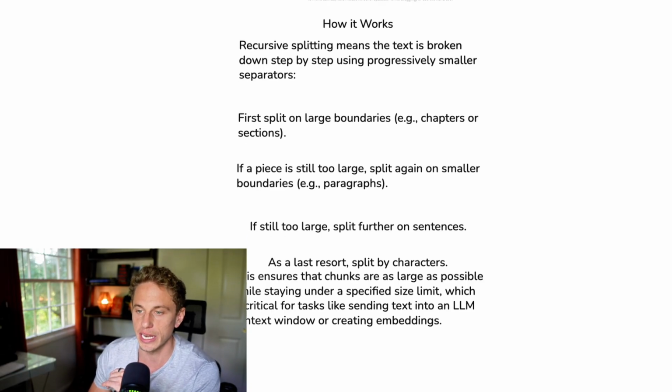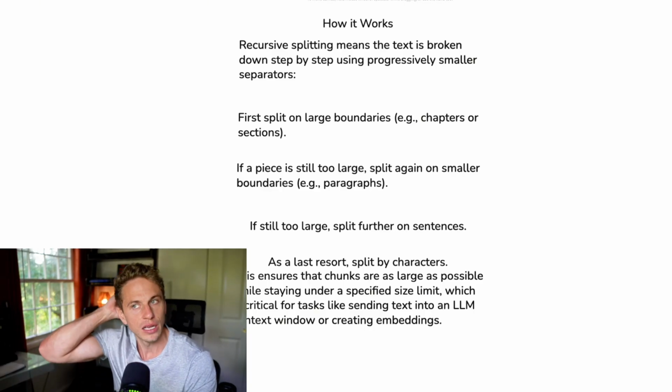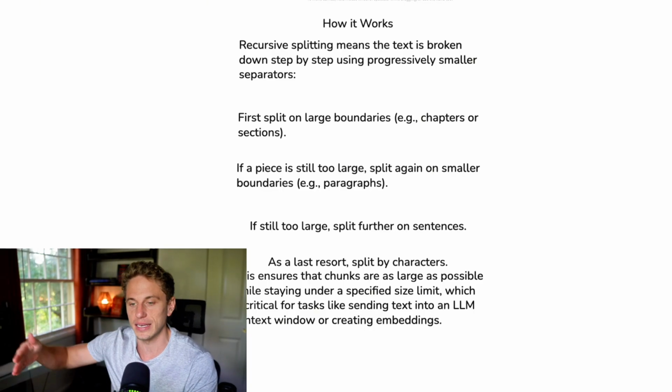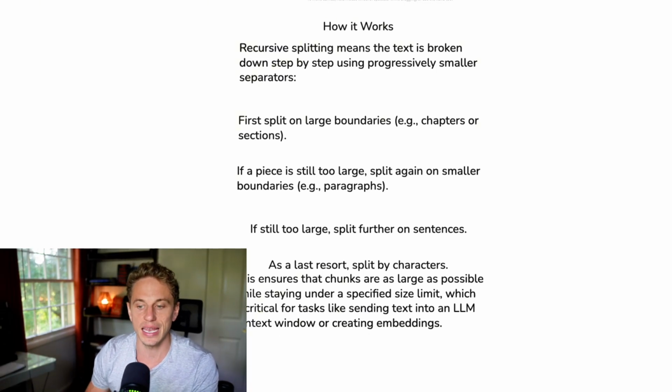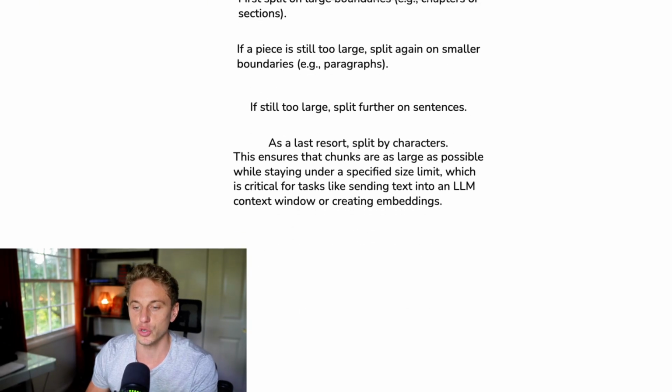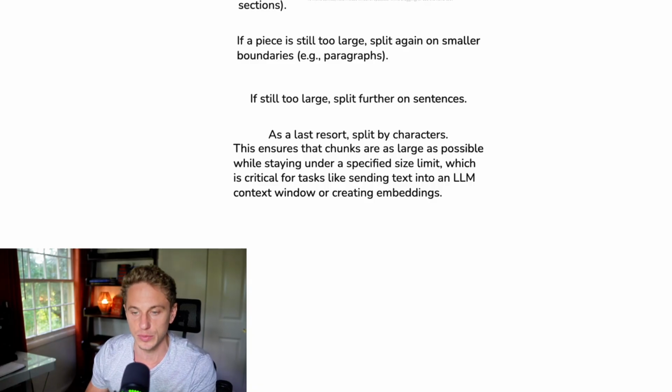Recursive splitting means the text is broken down step by step using progressively smaller separators. First, split on large boundaries, which could be chapters, sections, sales, marketing, like different departments, etc. If the piece is still too large, it's going to split it again on smaller boundaries, so maybe paragraphs, maybe keywords, and it just continues to split it down further and further. As a last resort, it splits by characters. This ensures that chunks are as large as possible while staying under a specified limit, which is critical for tasks like sending text into an LLM context window.